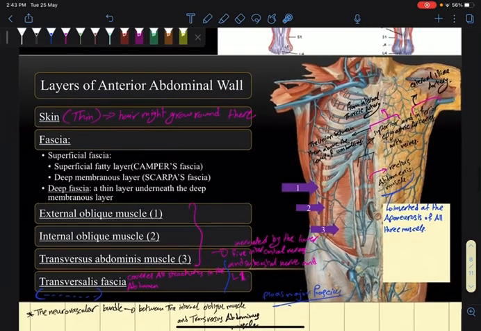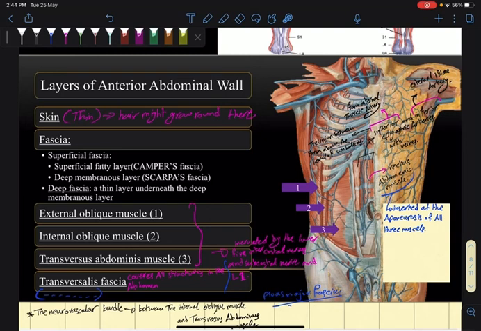Let's come to the layers of the anterior abdominal wall. Alright, we are interested in the anterior abdominal wall, not the posterior abdominal wall. So we will study the skin, fascia, and muscles of the anterior abdominal wall. Okay, so we start with the skin. The skin is thin, and whenever you have thin skin you have hair growth there. So the skin over the anterior abdominal wall is a thin layer of skin, so it has the ability for hair growth.